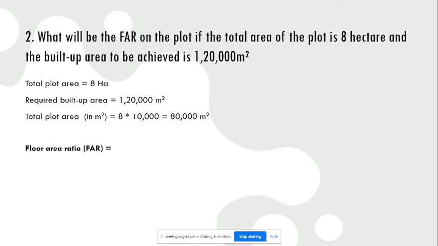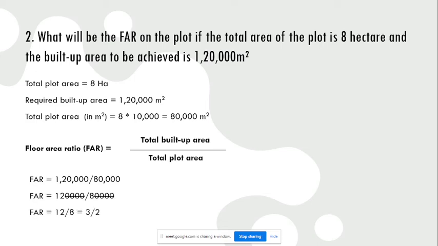To calculate the floor area ratio, the equation is that we divide the total built-up area by the total plot area. The total plot area in the question is 80,000 meters square, that is 8 hectares. Similarly, 1.2 lakh is the amount of built-up area that needs to be constructed. If you cancel out the zeros and calculate, it is 3 by 2. The FAR of 3 divided by 2 means it is 1.5.